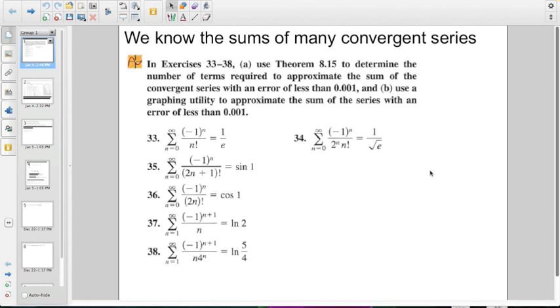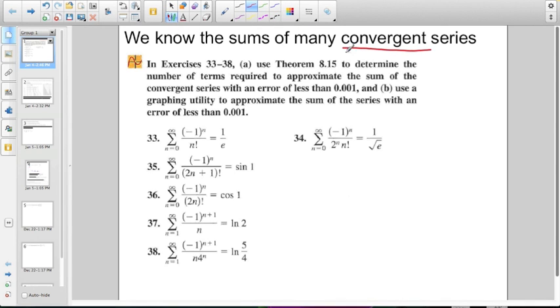So when talking about sums of series, particularly alternating series, there's lots of alternating series that we know the sum of. And although it's a bit redundant, I'm going to point it out anyway. If we know the sum, they have to be convergent because we know what this series adds up to when we add infinitely many terms.